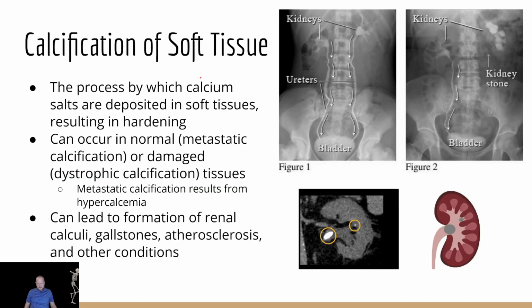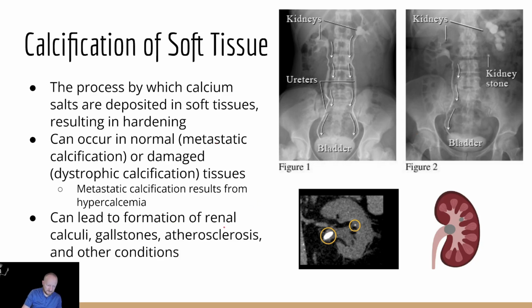And then finally, our calcification of soft tissue. So the process by which calcium salts are deposited into soft tissues, resulting in hardening. Like I said, it can occur in the normal methods or through this abnormal. It can be metastatic calcification, which is normal tissue is for some reason calcified, or dystrophic calcification, damaged tissues. Metastatic calcification results from hypercalcemia. So when it's going into normal tissue, it's because we have such a huge supply of calcium in our blood. Our body just says, get rid of it wherever you can. It's going to go into normal tissue and harden it.